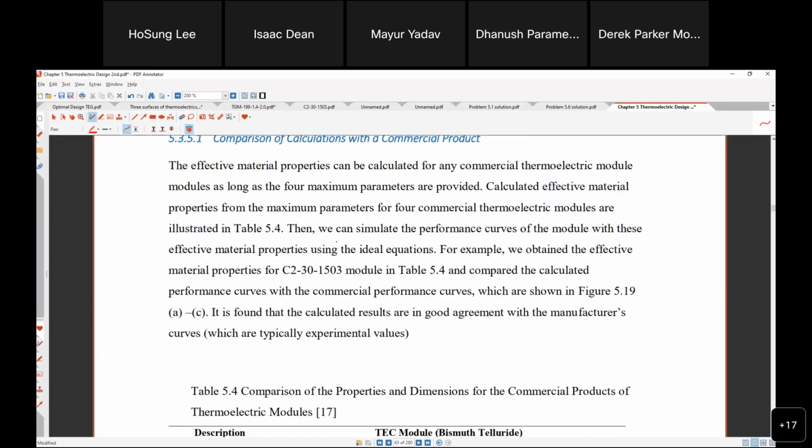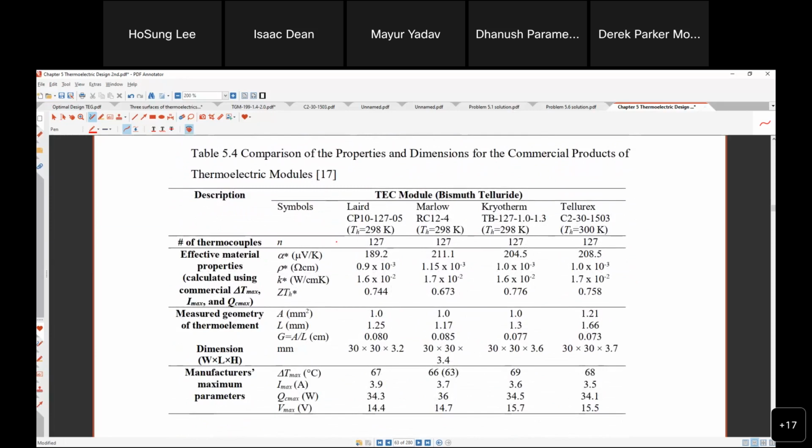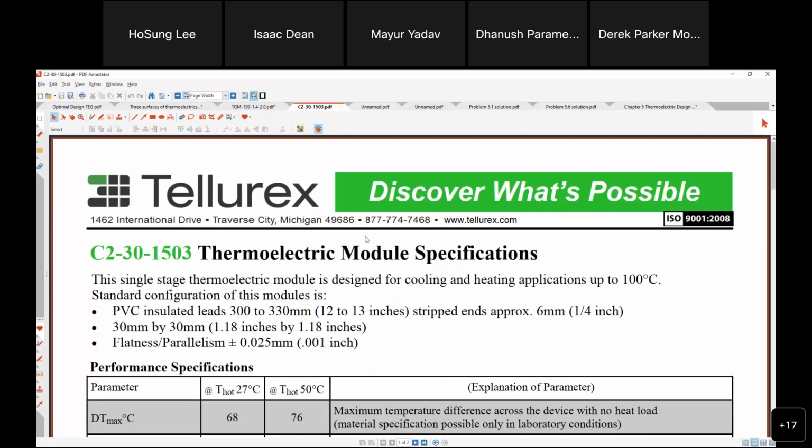I'd like to show, this is a very similar effective material property, the same thing happened. Let me show you, this is another module, a thermoelectric cooler.